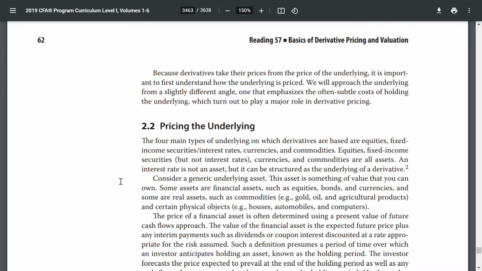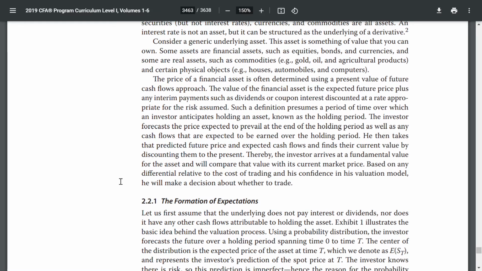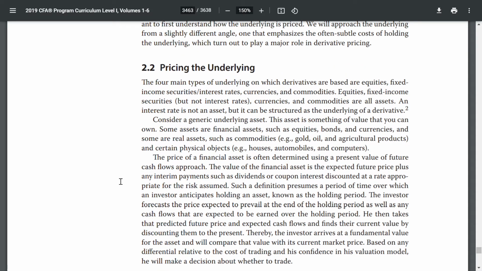Pricing the underlying. The four main types of underlyings on which derivatives are based are equities, fixed income securities, interest rates, currencies, and commodities. Equities, fixed income securities, currencies and commodities are all assets, but an interest rate is not an asset, though it can be securitized as the underlying of a derivative.